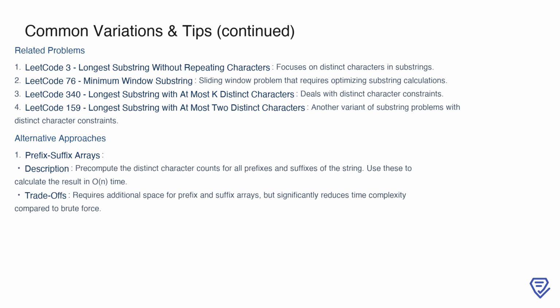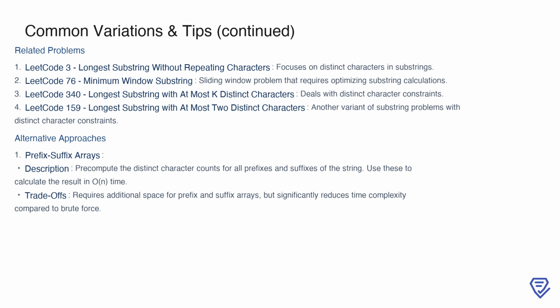This problem also relates to a number of other popular LeetCode problems that you may encounter. For instance, LeetCode 3, which asks for the longest substring without repeating characters, focuses on managing distinct characters in substrings. Another example is LeetCode 76, which involves finding the minimum window substring and optimizing substring calculations with a sliding window approach. Similarly, LeetCode 340 and 159 deal with constraints on distinct characters in substrings, such as limiting the number of distinct characters to 2 or a specified value. Exploring these problems can help reinforce your understanding of substring-related techniques.